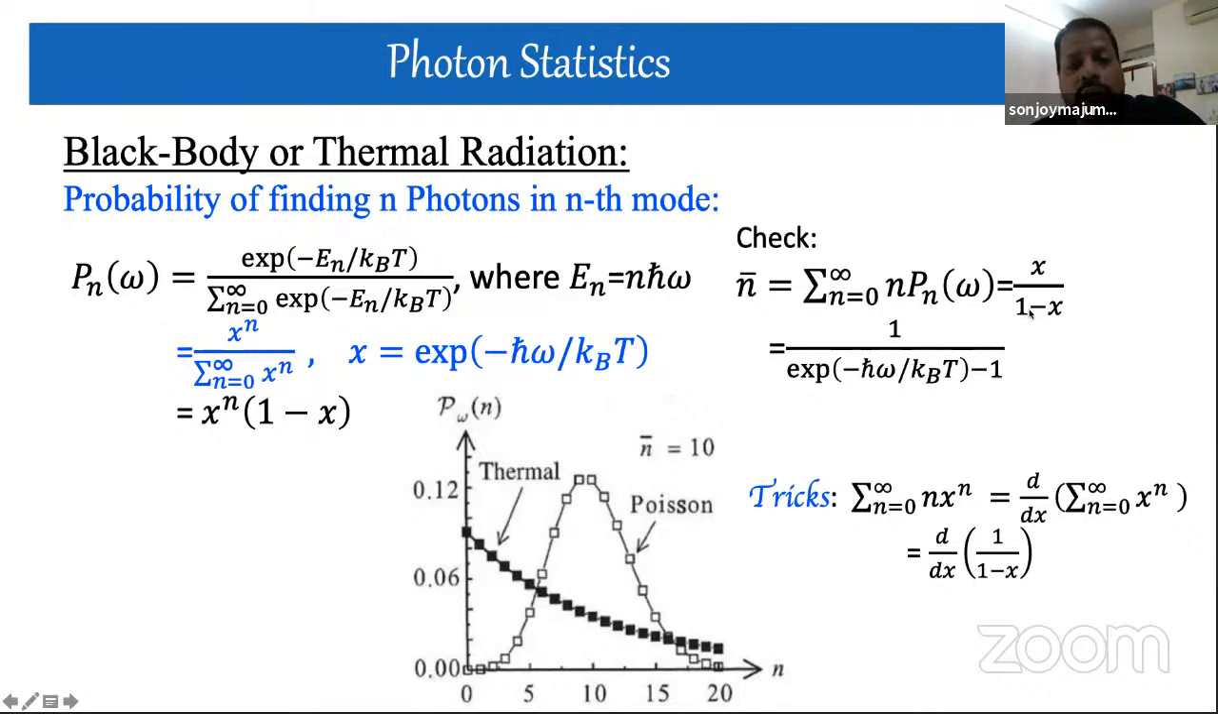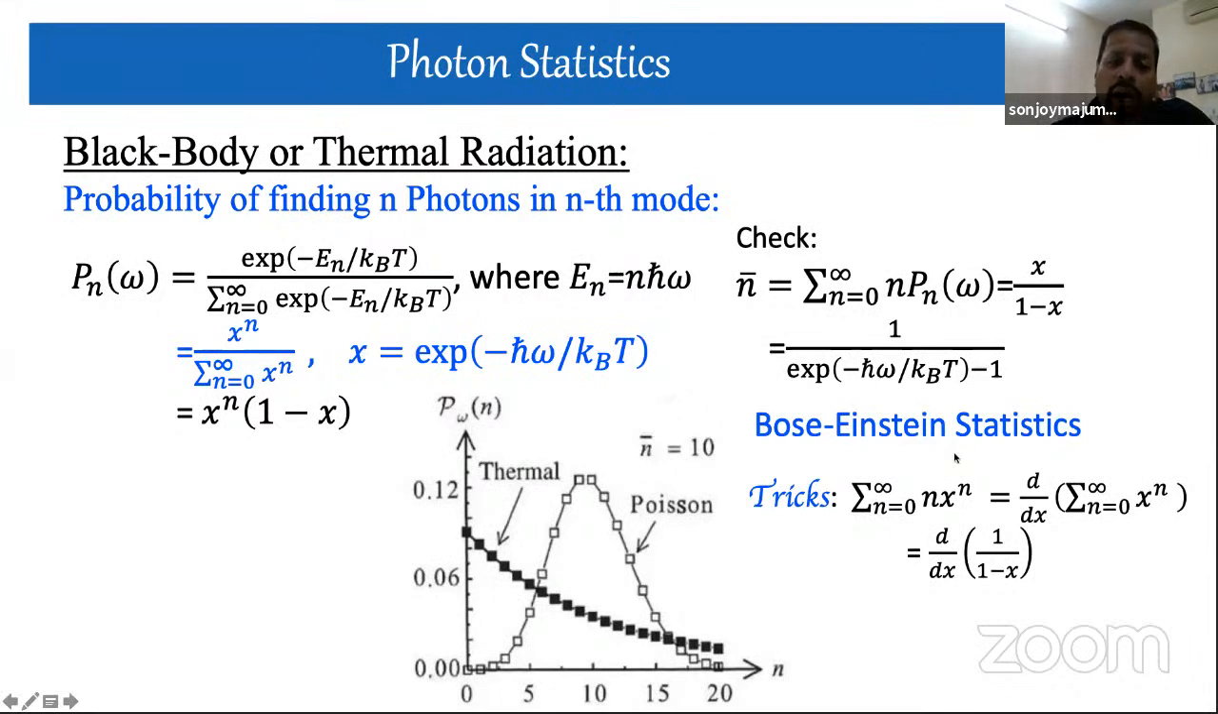So this shows that if you replace x by this exponential factor and divide by this factor, you will have 1 upon e to the power h cross omega by k_B T minus 1. I believe you can now recognize this, which is independent of n, and that is expected. It means that all the photons are lying in the particular energy levels, and this shows the Bose-Einstein statistics. So you have seen that the mean value follows the Bose-Einstein statistics.